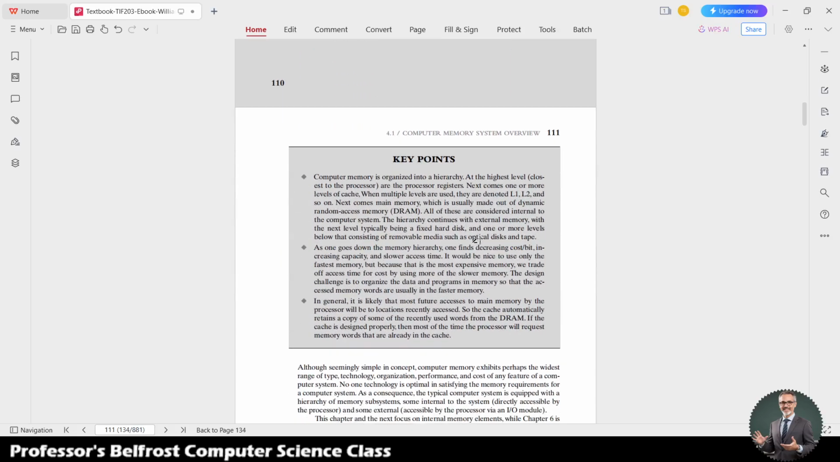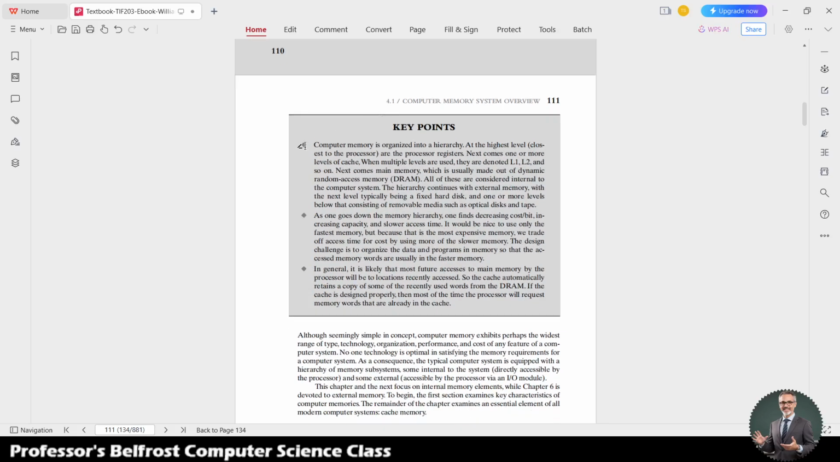Okay. Let's see the key points. Computer memory is organized into a hierarchy. At the highest level, there are processor registers. Next come one or more levels of cache, and when multiple levels are used, they are denoted as L1, L2, and so on. Next comes main memory, and all of these are considered internal to the computer system. The hierarchy continues with external memory, sometimes called external storage too. The next level is typically a fixed hard disk, and one or more levels below that consist of removable media such as optical disc and tape. Optical disc and tape are no longer commonly used now, but they were common in the past.